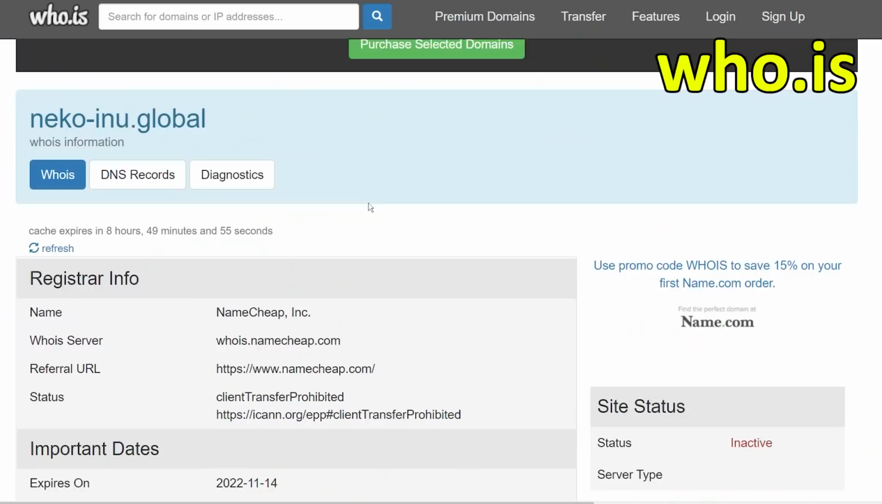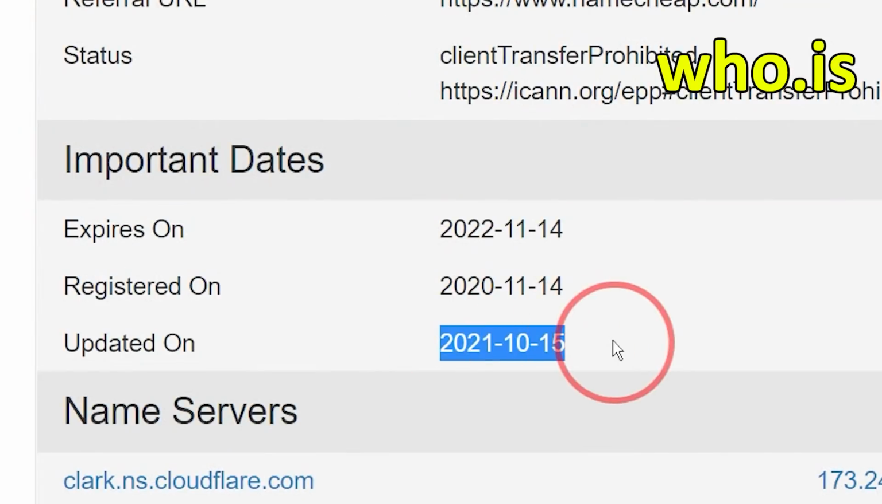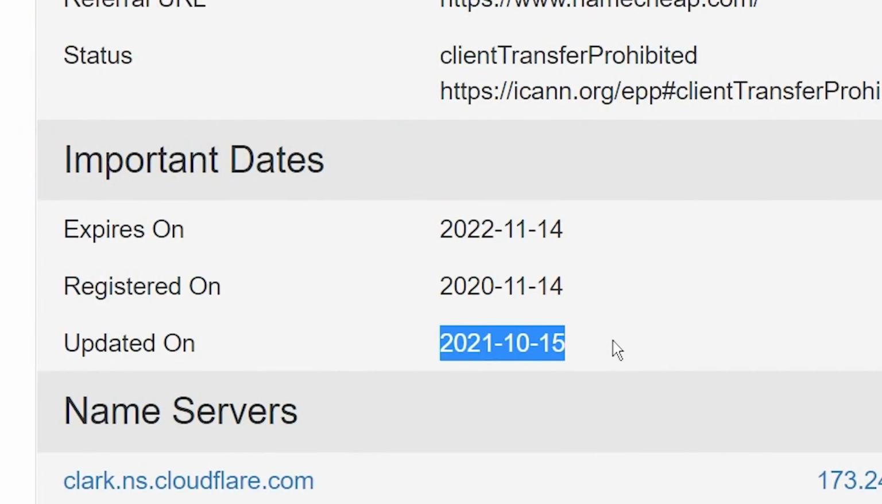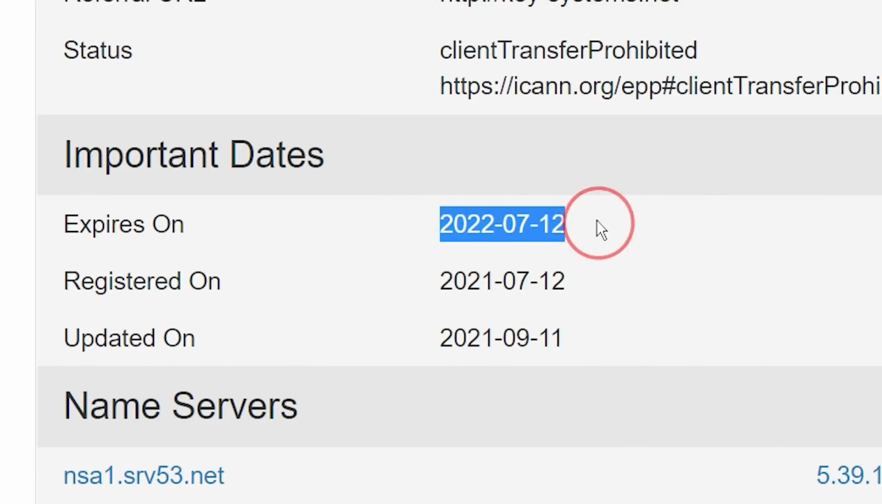Other than website quality, you can also check when the domain name is created and when it will expire. You can go to a website called Whois to find the info. For example, Neko Inu domain was just renewed on October 2021 and will expire after 1 year. Or the Rugwater website only has 1 year before it expires. If the period is so short, what will happen after the website expires? I don't know, maybe they will Rugpull?